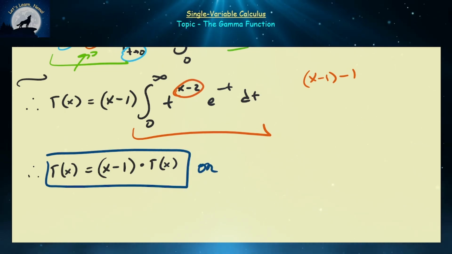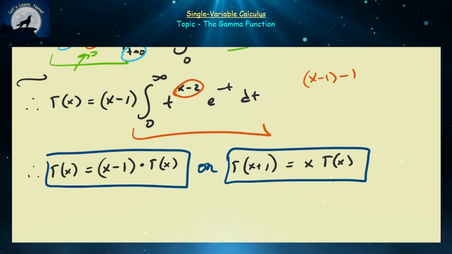Or you can represent it in another way. You can say that gamma of x plus 1 will just be equal to x times gamma of x. That would be another equivalent way of writing it. And keep in mind, x has to be a number between 0 and infinity, right, for both of these expressions. Okay, so once we have this, then what can we build?